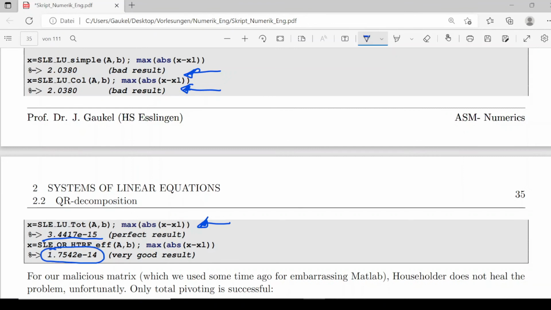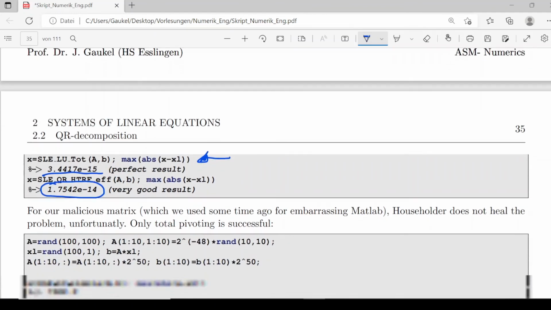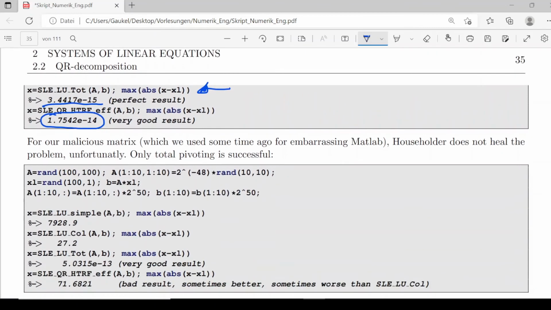And applying QR decomposition using Householder transformation will also give us a perfect result. It's worse by a factor of 20, but that's no problem. 10 to the power of -14, so it's also a perfect result. So Householder transformations heal problems which column pivoting does not heal. So this is a good promise, and now let's look at what happens to our malicious matrix we used again and again.